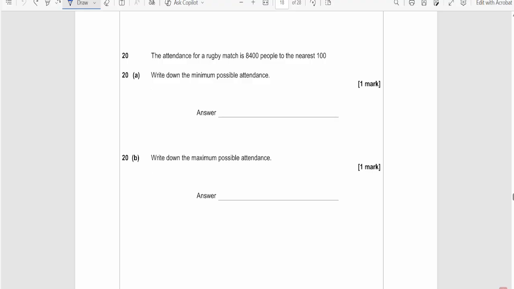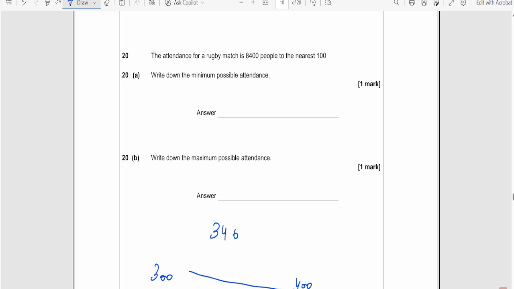Now, suppose you have 346. This number comes between 300 and 400. But you see, it is closer to 300 than 400, right? So if you round it to the nearest 100, you will get 300. Okay? So that's how we round a number.